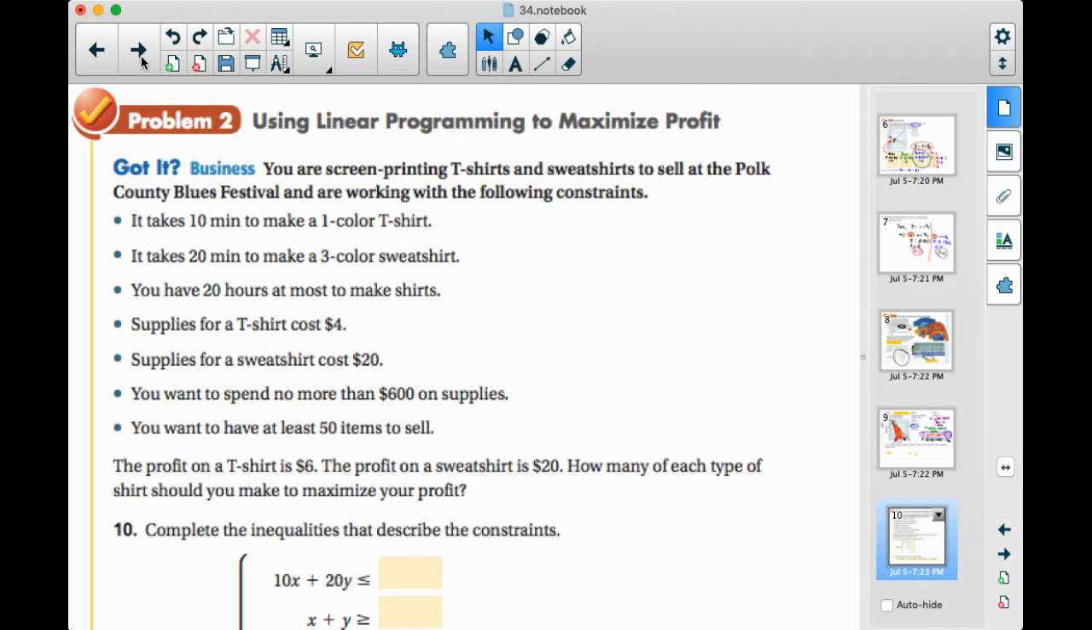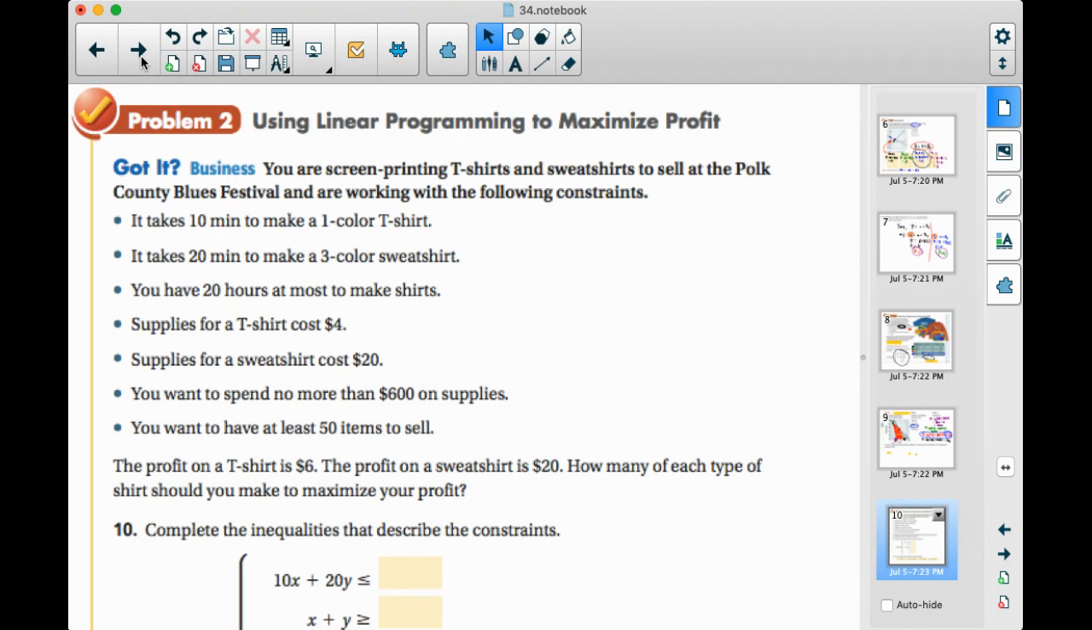Okay, let's take a look. You are screen printing t-shirts and sweatshirts to sell at the Polk County Blues Festival and are working with the following constraints. You have 10 minutes to make one color t-shirt, 20 minutes to make 3 color t-shirts. You have 20 hours to make the shirts. Supplies for t-shirts are $4. Supplies for sweatshirts are $20. You want to spend no more than $600 on supplies, and you want to have at least 50 items to sell. So very similar to our previous problem.